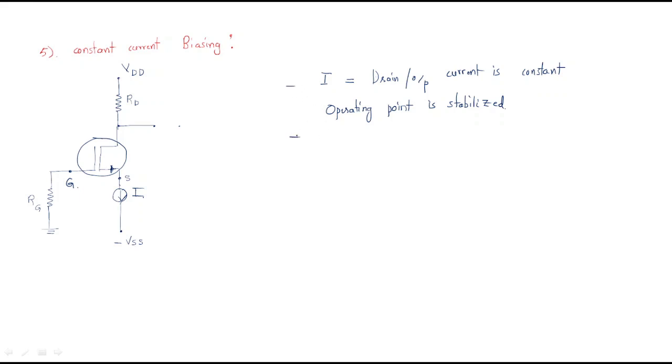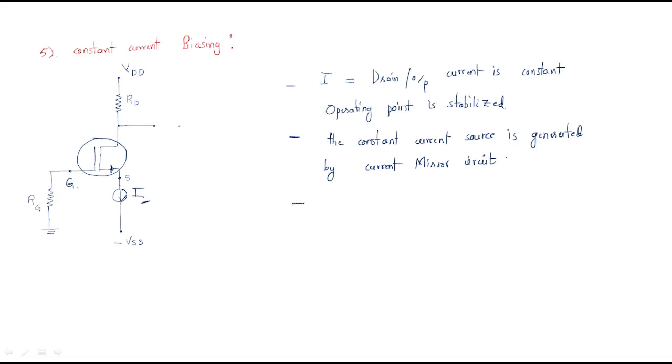This constant current source is generated by a current mirror circuit. We discussed the current mirror circuit in BJT.